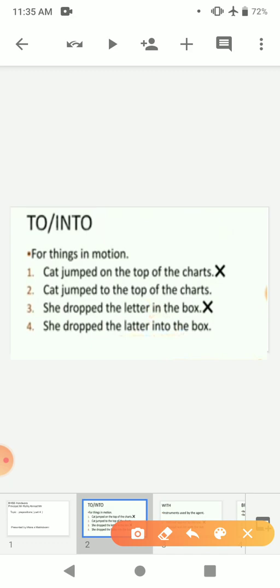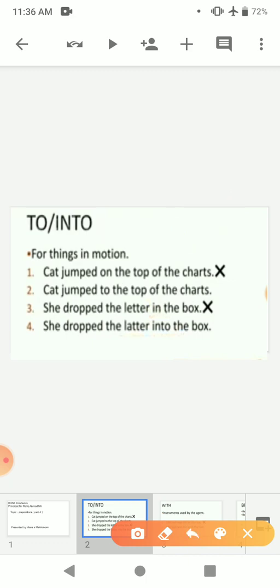Then, she dropped the letter in the box. This is also incorrect, because she dropped a letter in the box, which means the letter is in motion. So into will be used in place of in, because there is a kind of movement or motion.